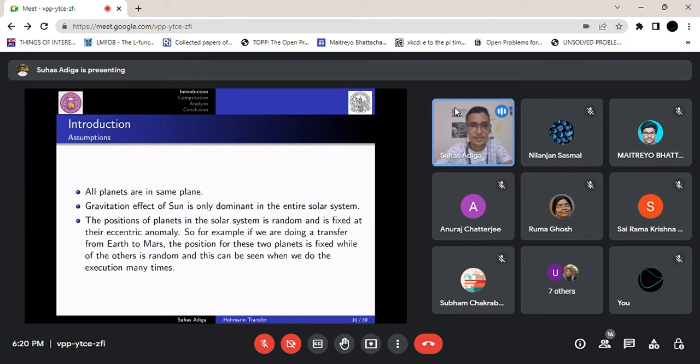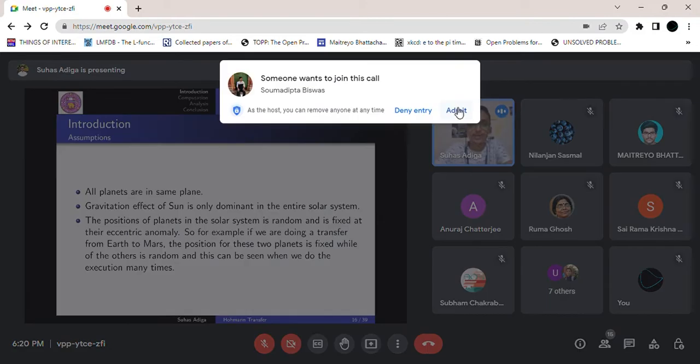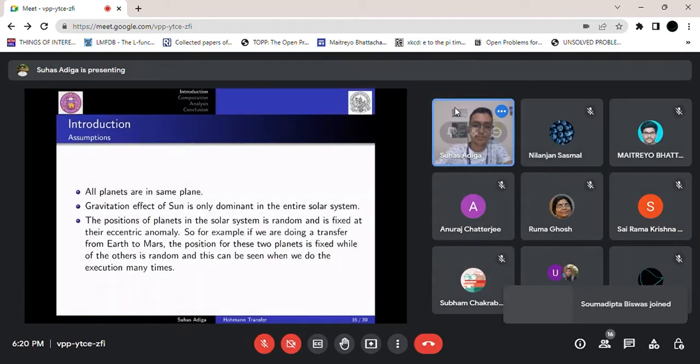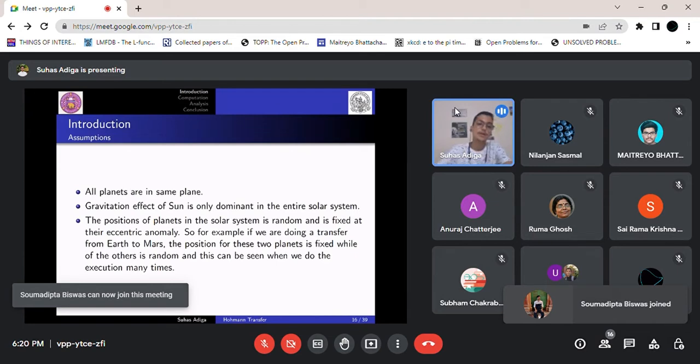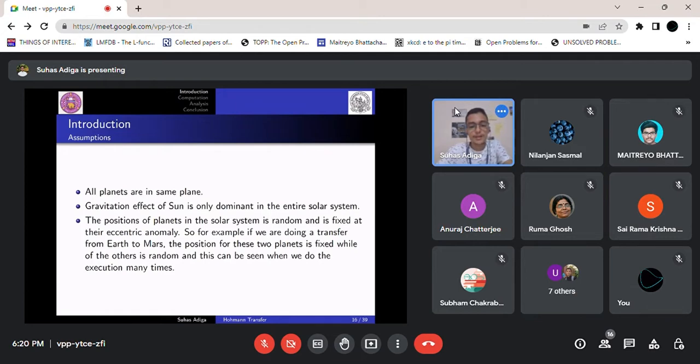Some other idealities: I'm assuming here that all planets are in the same plane, that is, coplanar. But you know that Pluto is not in the plane, and that is why it has been taken out as a planet. And Mercury has a precession, changing around 42 arc seconds every century. All these considerations we have eliminated. Also, we are considering the gravitational effect of the Sun to be dominant throughout the entire solar system. If you are transferring from Earth to Jupiter, and you have to pass through the asteroid belt or pass near Mars, then you'll have a gravitational effect due to these planets or asteroids also. But we are neglecting that because it is very small compared to the gravitational effect of the Sun.